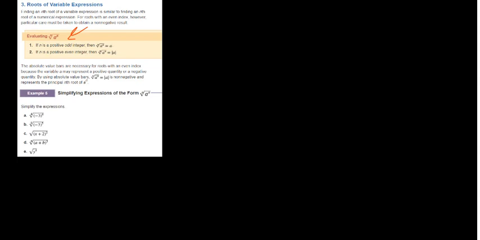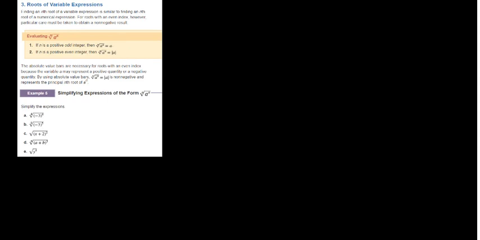However, if n is a positive even integer, then the nth root of a to the n is equal to the absolute value of a. So the only difference between these two is whether the index is even or odd. If it is odd, just deal with it like you normally would. If it is even, then we will incorporate an absolute value symbol. Doesn't mean it's going to stick though, and we'll see what I mean by that in a moment.